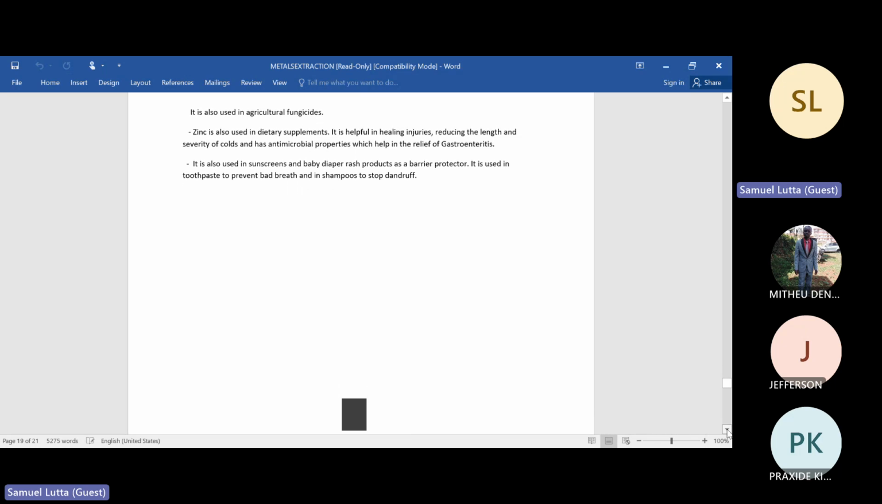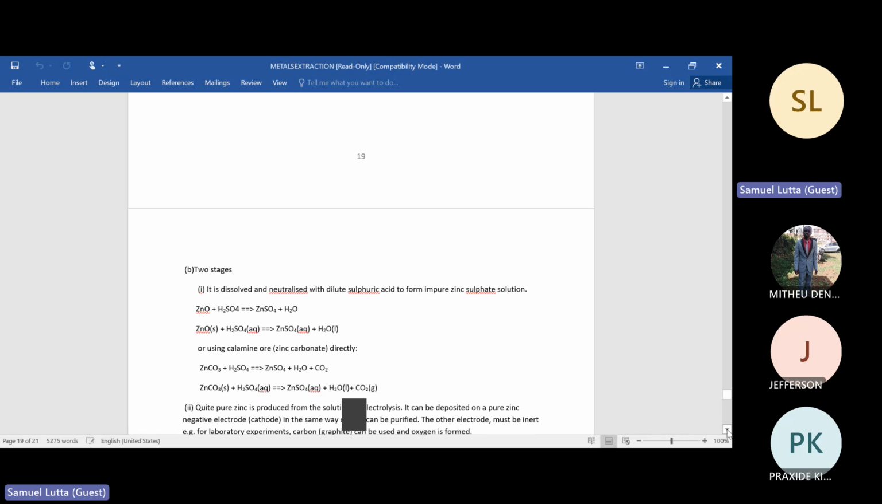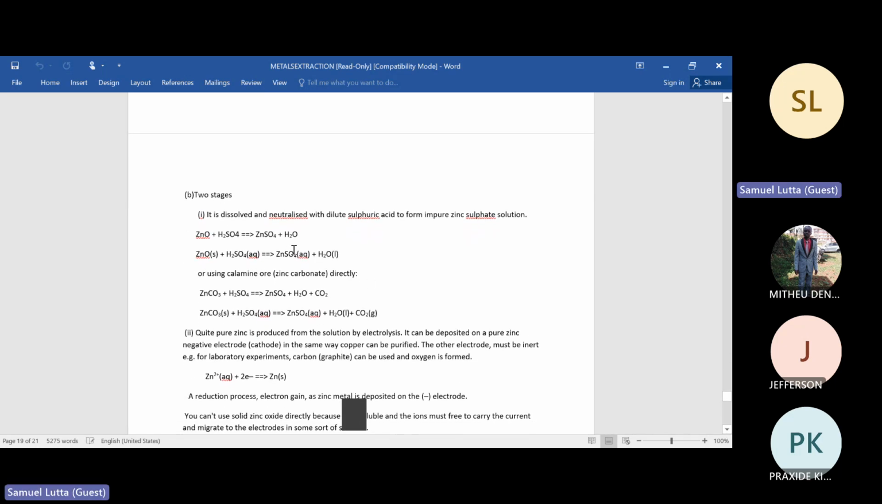So I think maybe that's what we should cover under zinc. And then this just shows the process of cleaning. Again, you can just do it like copper. You can dissolve it in sulfuric acid to form zinc sulfate, and then you carry out electrolysis.